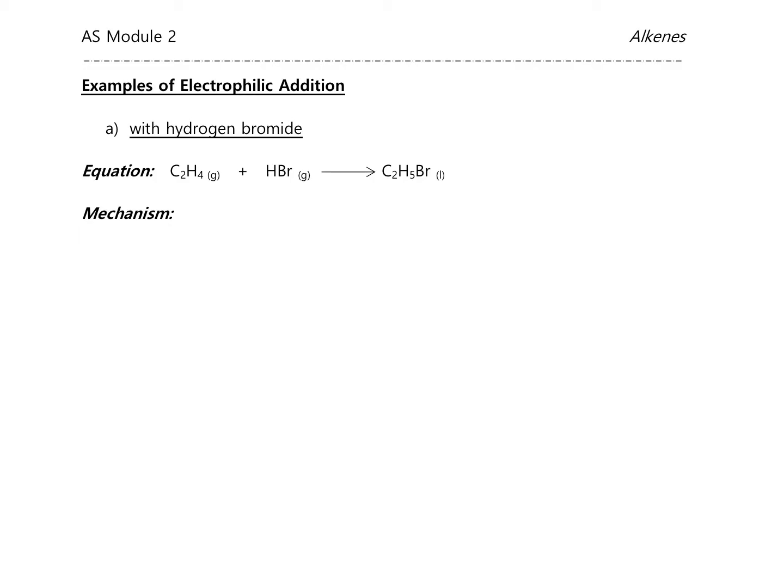In this first example, I am going to draw in some of the electron pairs just so that you can see the movement of electrons, where they actually go during this reaction and during this mechanism. But in the exam, you don't have to draw all the electron pairs. I'll show you which ones you do have to do. But for this example, just so we can see the actual movement of electrons, then we'll draw them in.